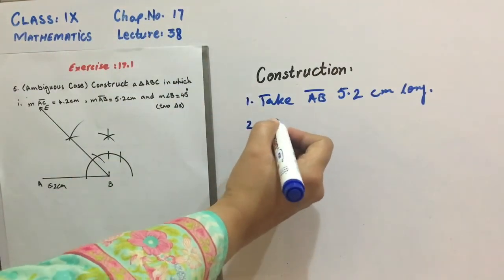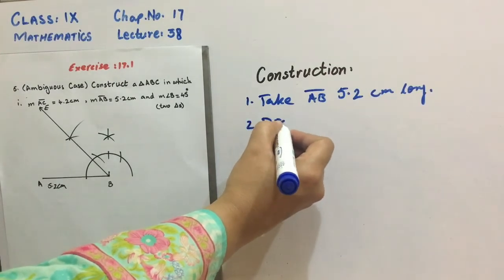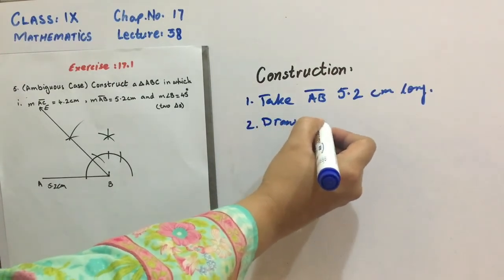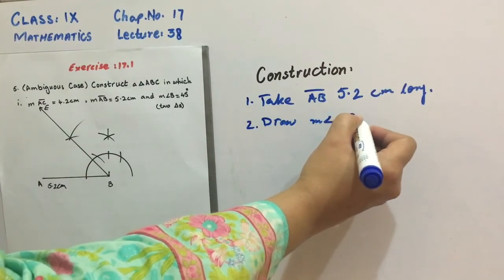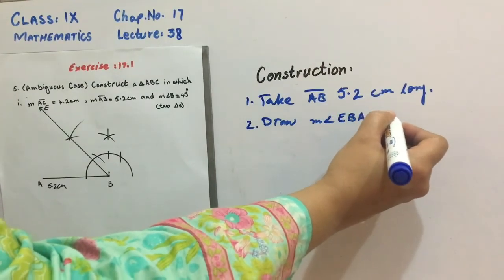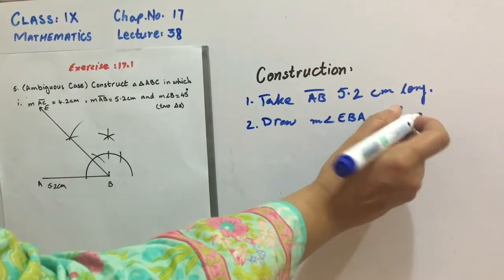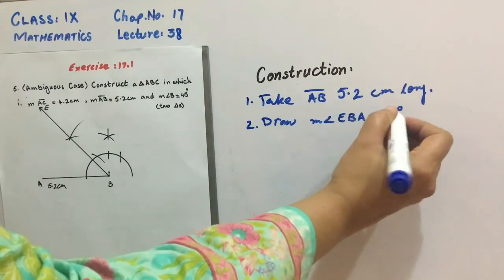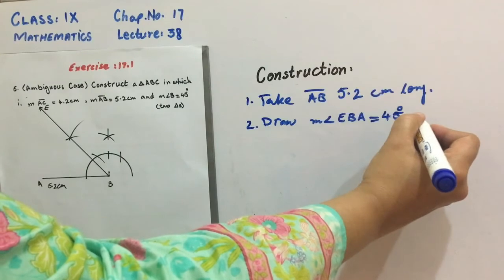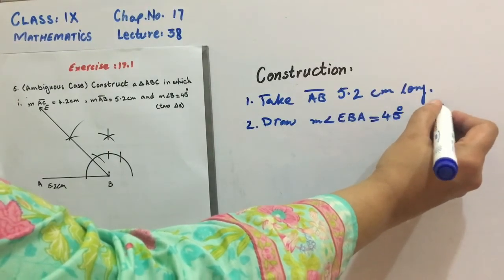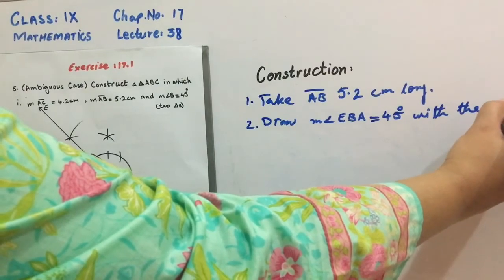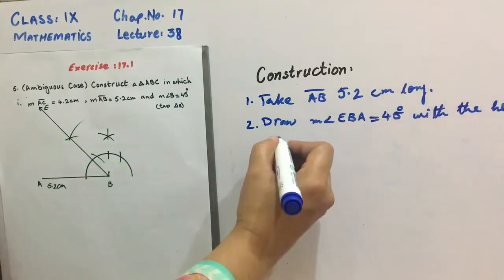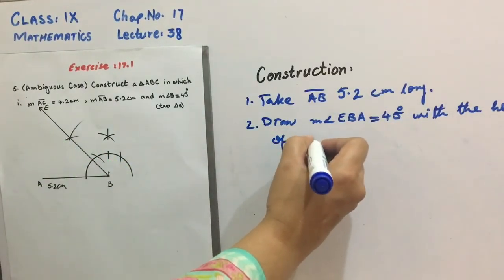Number 2, draw angle EBA which is equal to 45 degrees with the help of a compass.